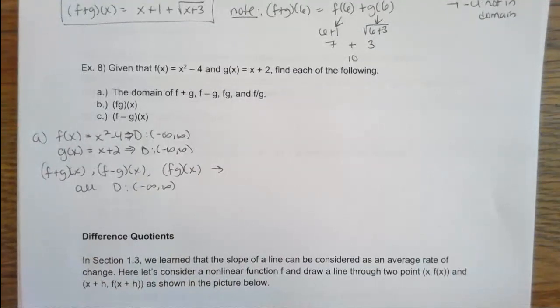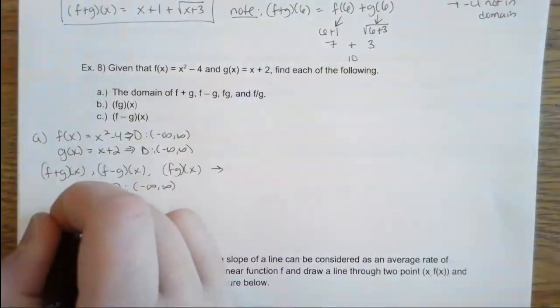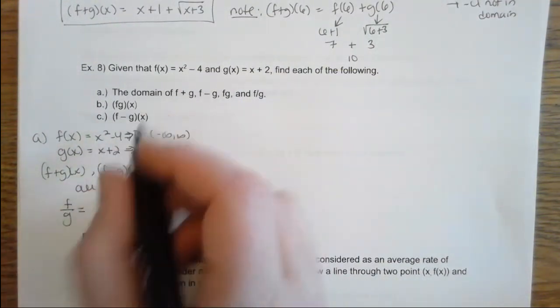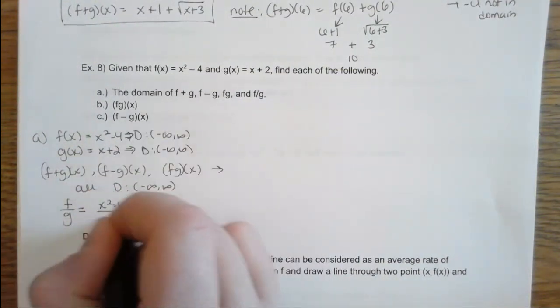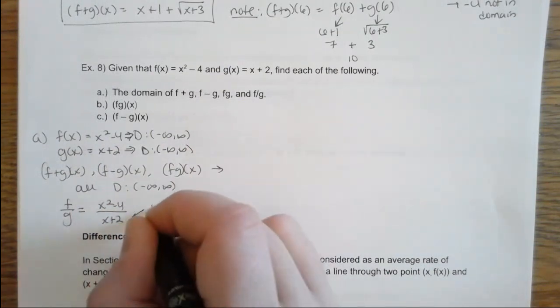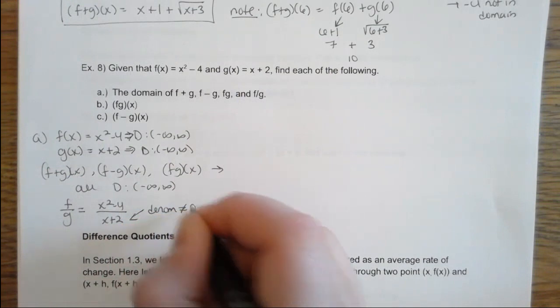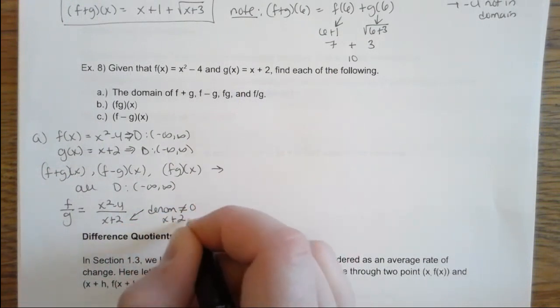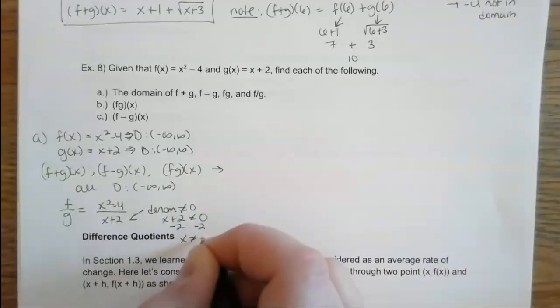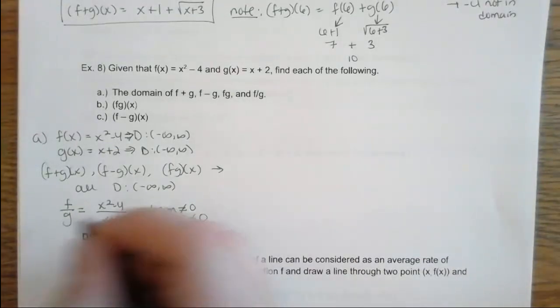The only issue I have to watch out for is the division one, because when I do f over g, what happens is I have x squared minus 4 over x plus 2. So I've created a denominator. I do need to make sure my denominator is not equal to 0. So I need to make sure that x plus 2 is not equal to 0, or x is not equal to negative 2.